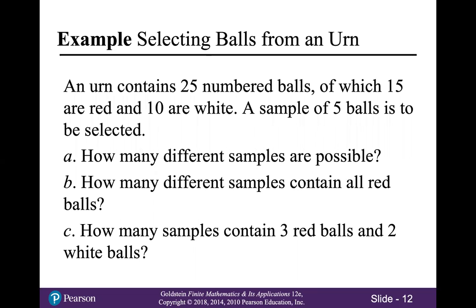All right. That brings us to selecting balls from an urn. An urn contains 25 numbered balls, of which 15 are red and 10 are white. A sample of 5 balls is to be selected. First question, how many different samples are possible? Total, right? Letter B, how many different samples contain all red balls? And then finally, how many samples contain 3 red balls and 2 white balls?